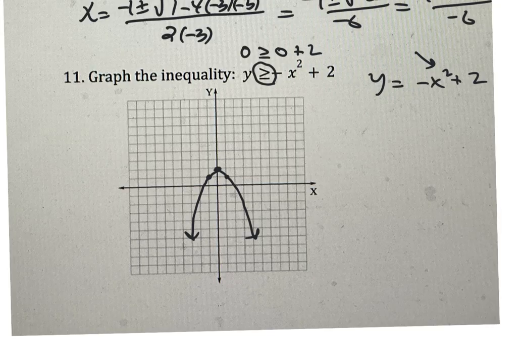I get 0 is greater than 2. You could ask yourself, is that true? Is 0 greater than 2? No. I hope you say no. So that means I'm not going to shade where 0, 0 is, which is inside. I'm going to shade outside because 0, 0 is not inside. That's the answer right there, all that shading. And make sure your parabola is either solid or broken. And you got it. All right, guys.